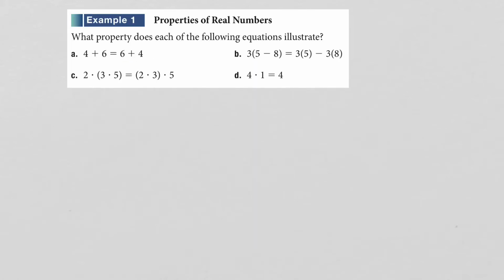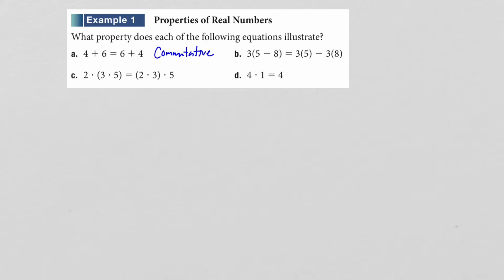In our first example, we are asked to simply identify what property tells us that each of the following are true. So in the first problem here, we have 4 plus 6 is equal to 6 plus 4. So we're adding the same two numbers, but we are switching the order. This is the commutative property. Now, technically, it is the commutative property of addition, because addition is the operation here. But mostly, I just want you to know that this is the commutative property, which says that you can switch the order in which you are adding a couple of numbers.